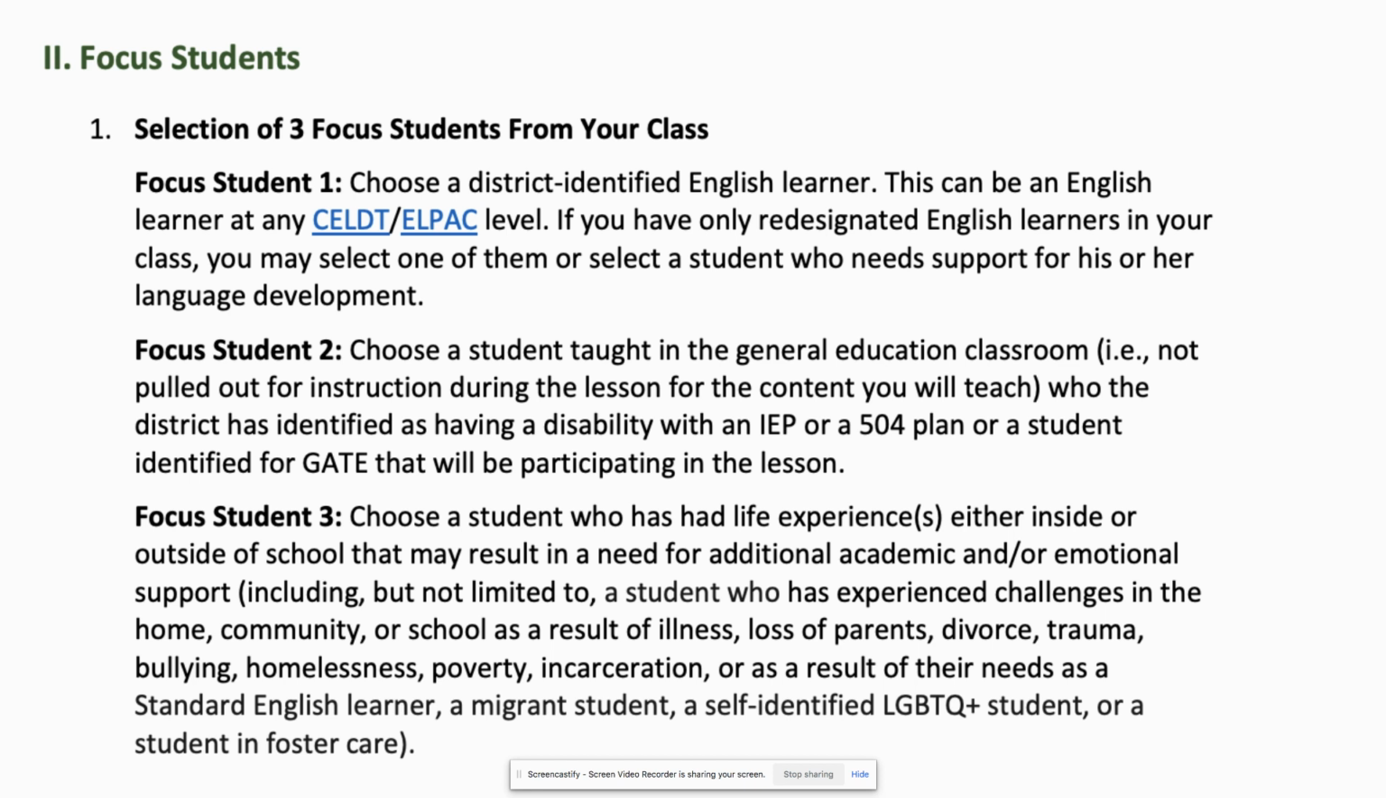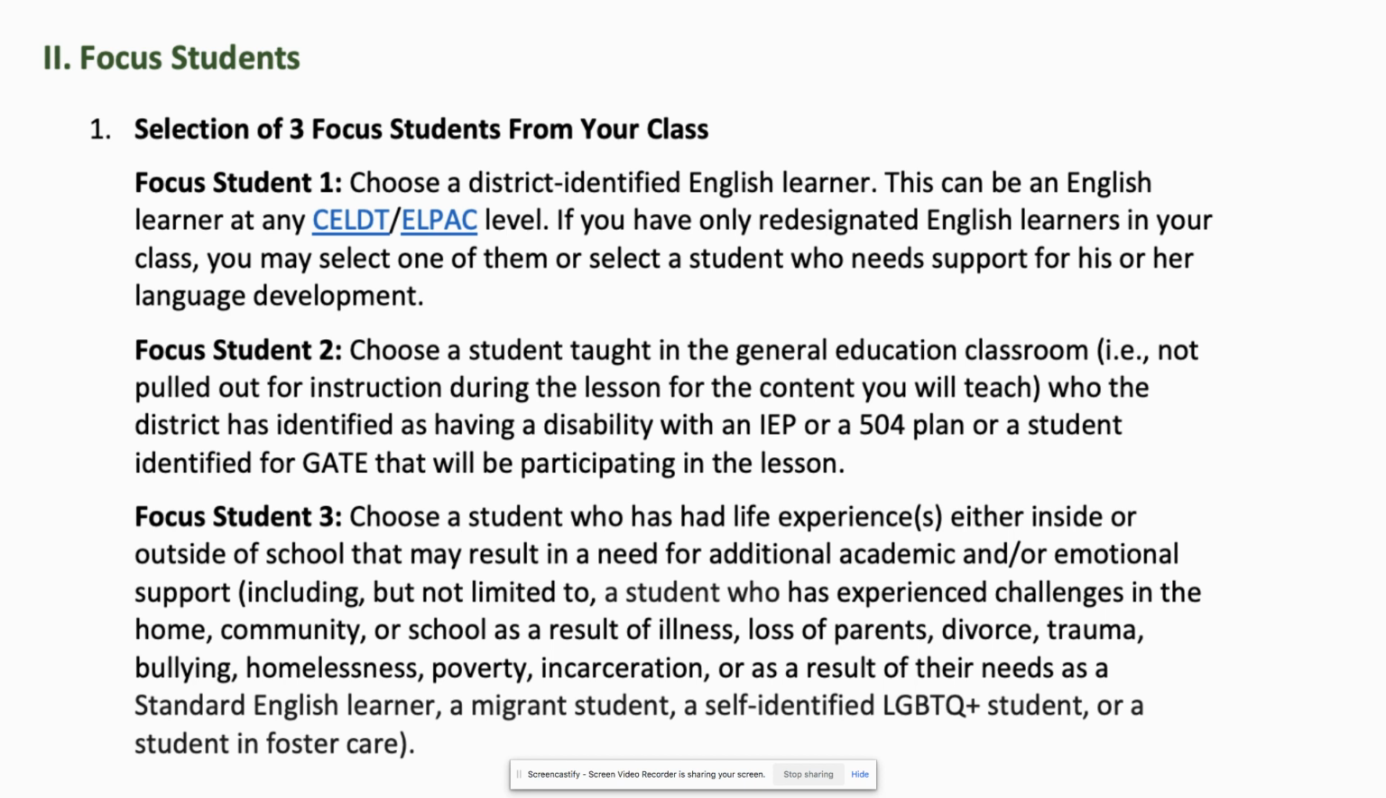For focus student number 2, you should select a student who has an IEP, which is an individualized education plan. So the student has been identified as having a learning difference and is getting either accommodations or modifications, as well as IEP goals. You'll want to articulate that you've read that IEP, that you're aware of the student's specific learning disability, and you'll be able to articulate what supports are recommended for that particular student.